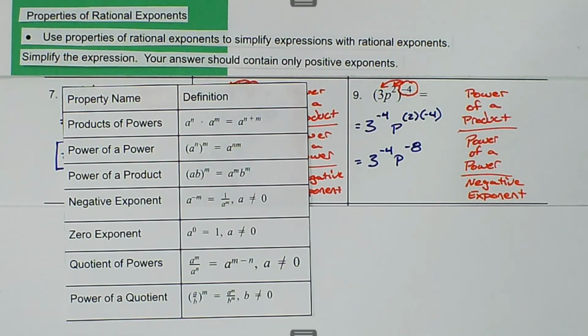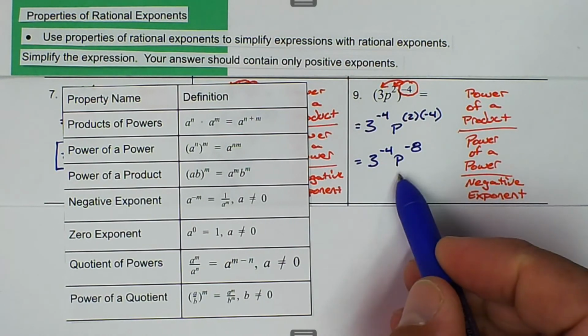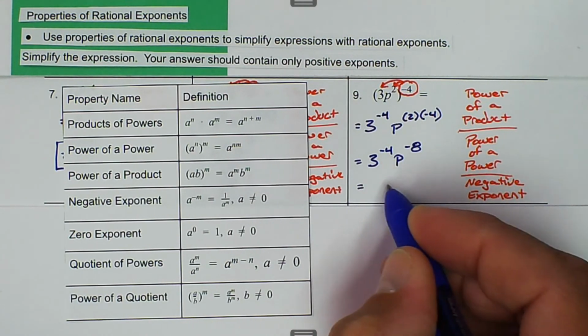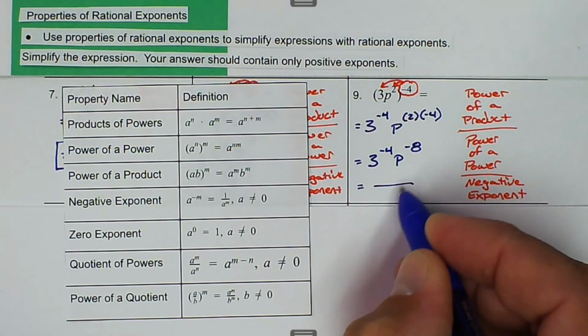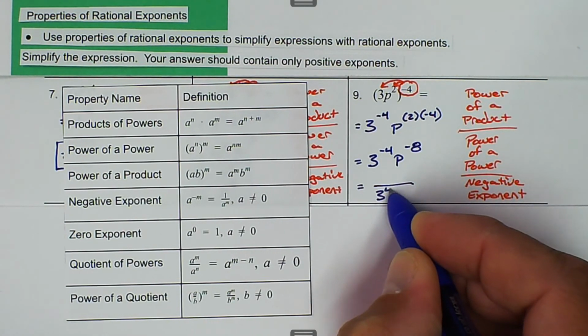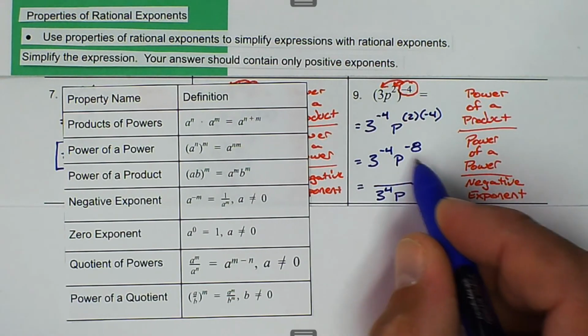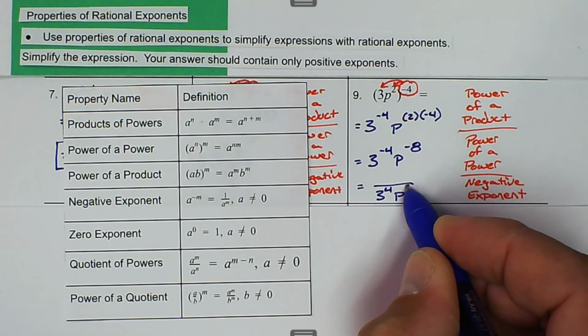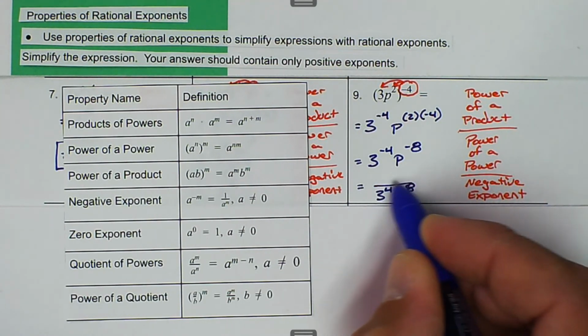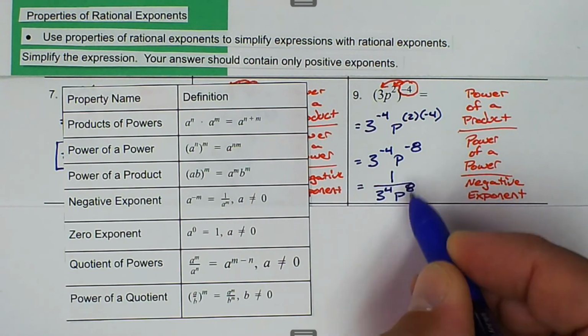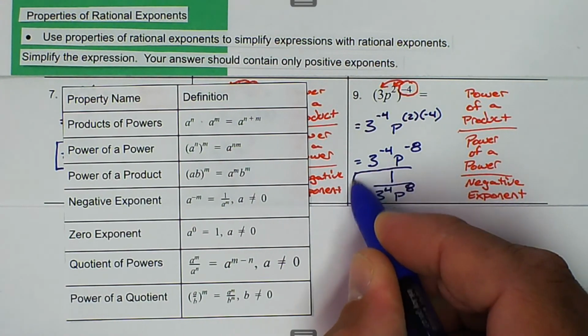So the negative exponent says that we can move both of these to the denominator. So the 3 to the negative fourth is moved to the denominator as 3 to the positive fourth. And p to the negative eighth is moved to the denominator as positive, and there's nothing left in the numerator, so we leave a 1 there because we took everything else out.